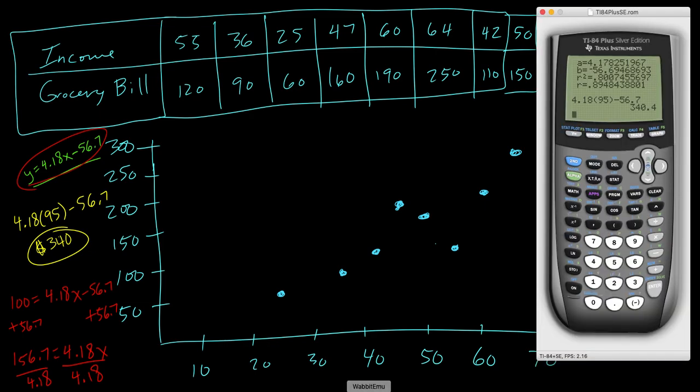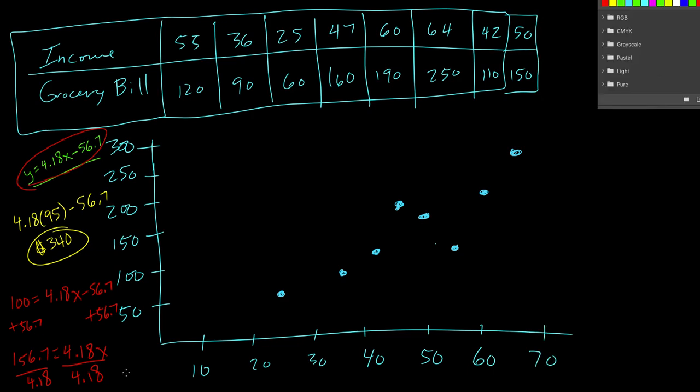Go to my calculator. So we're going to say 156.7 divided by 4.18. We end up with $37,000 essentially, or $37,500, because it would be 37.5, which translates into 37,500 because it's measured in thousands of dollars.